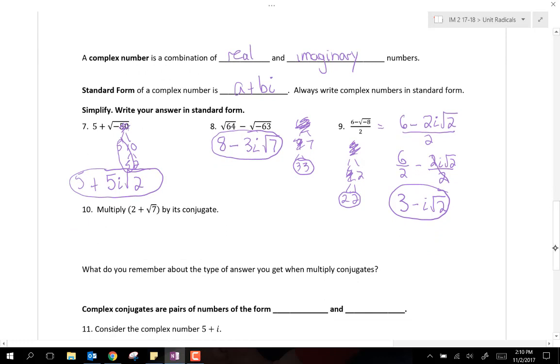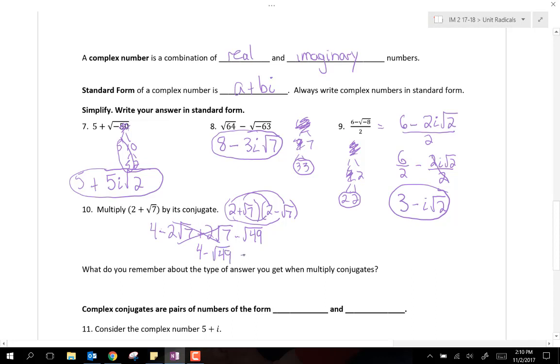Multiply 2 plus root 7 by its conjugate. So its conjugate is the same thing, but a minus sign for the radical. 2 times 2 is 4. 2 times negative root 7 is negative 2 root 7. Root 7 times 2. And root 7 times negative root 7 is negative root 49. The two middle terms cancel out, with 4 minus the square root of 49.